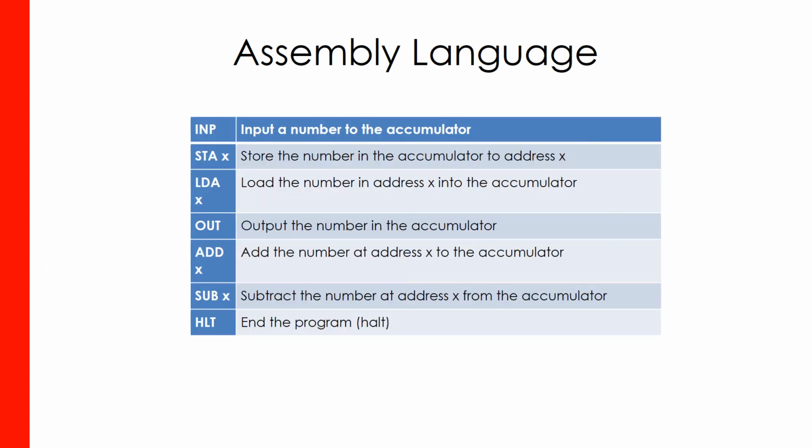Here are some basic assembly language codes for you. Remember we had an opcode and an operand. These are some of the codes. So you'd have STA, store, LDA, load, OUT is output the number, so that's outputting whatever's in the accumulator. ADD x is adding x to the value that's in the accumulator. SUB x is subtracting x, and HLT is to end the program.